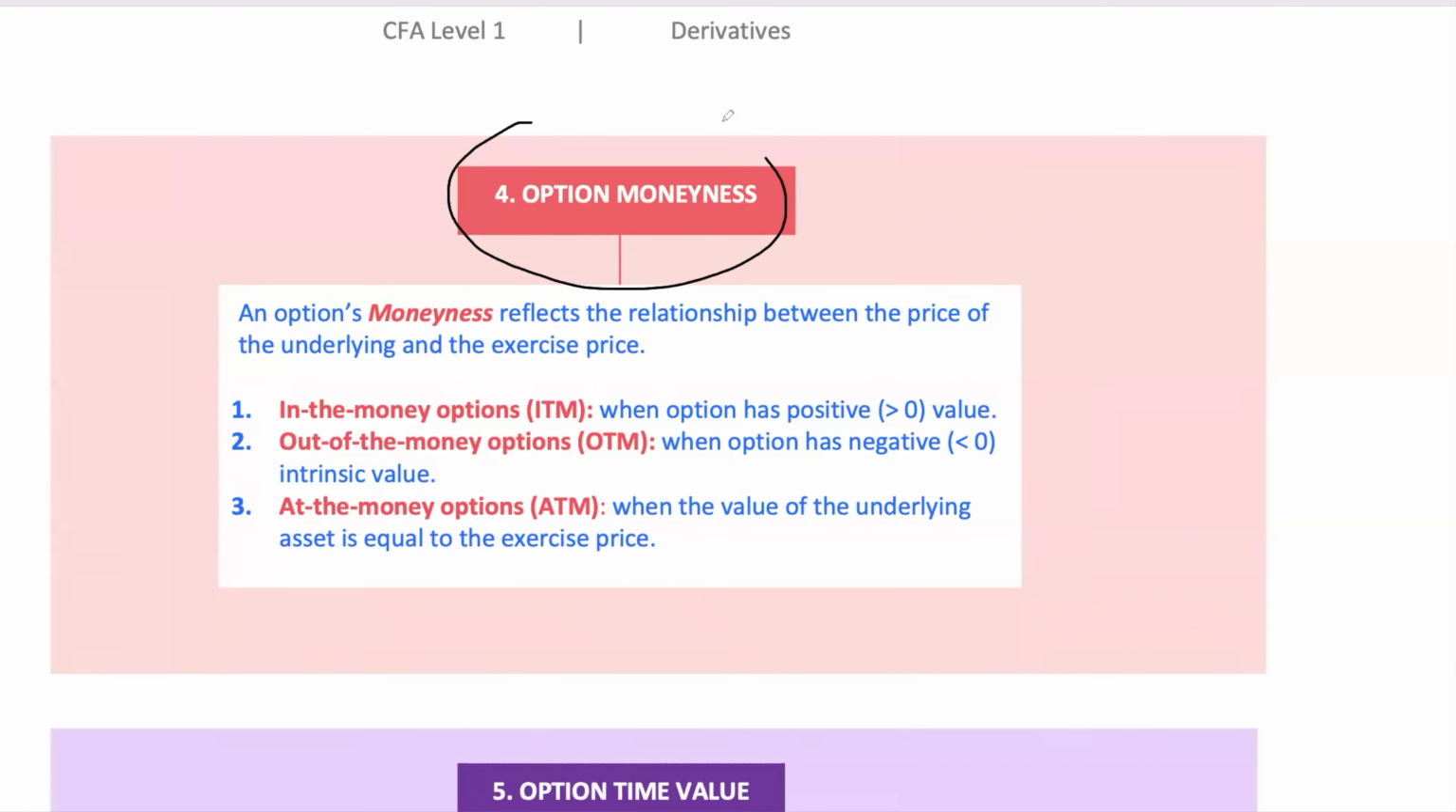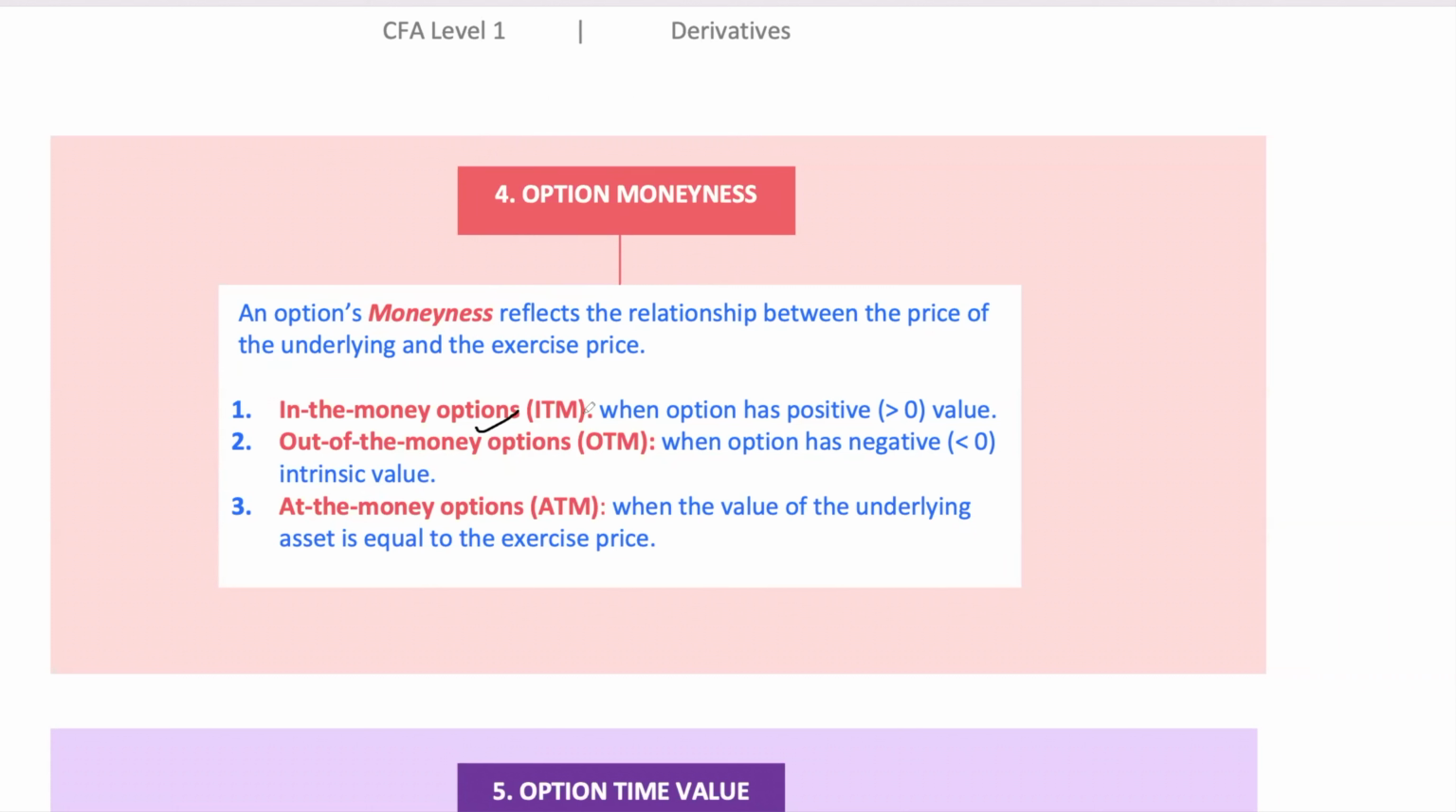Now let's talk about the different types of options and when they can be exercised. Let's talk about moneyness. This tells us whether the option stands a good chance of being exercised if we were at expiration right now. An option is in the money if it has positive intrinsic value. A call is in the money when the underlying price is above the strike, and a put is in the money when the underlying price is below the strike.